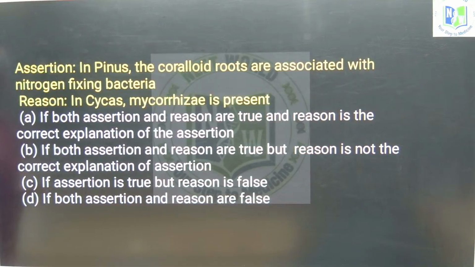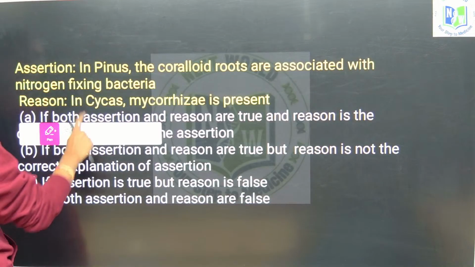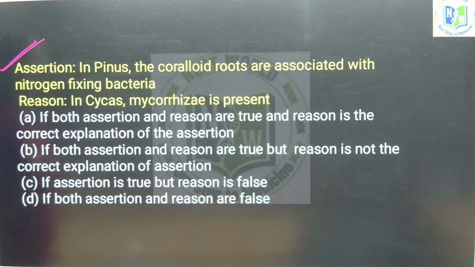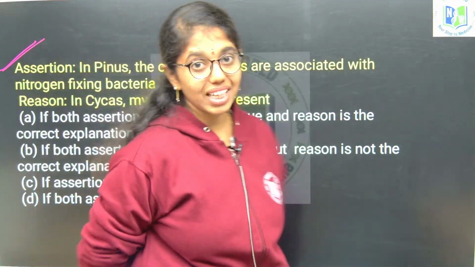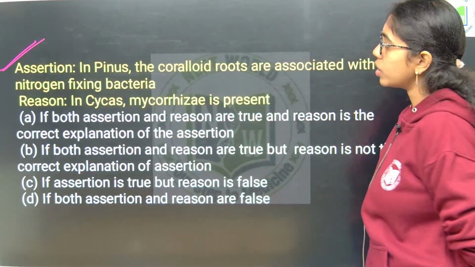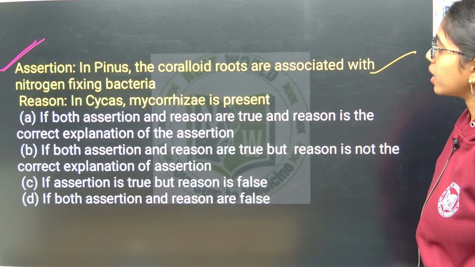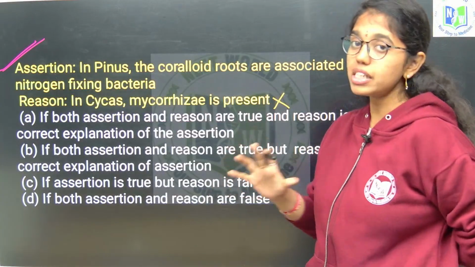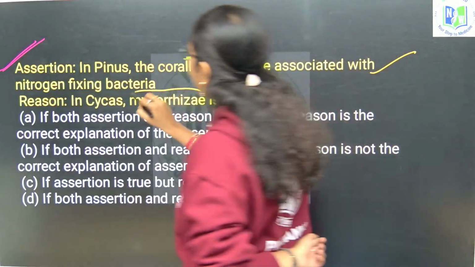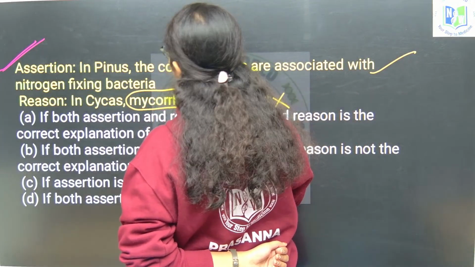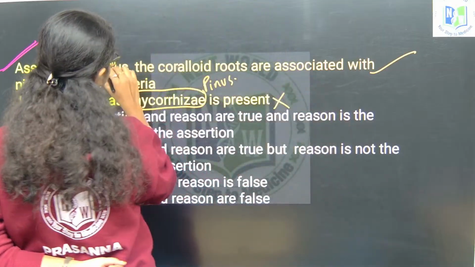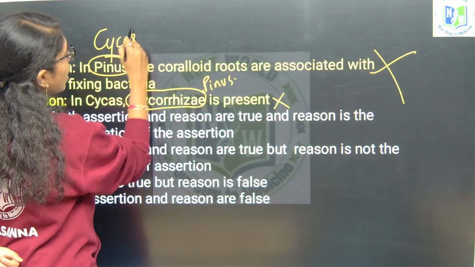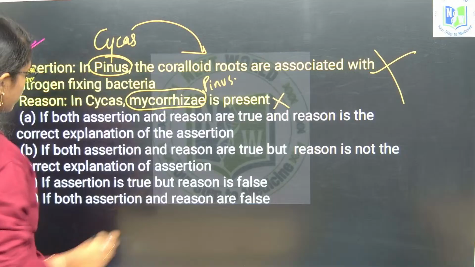Yes. In Pinus, the coralloid roots are associated with nitrogen fixation. In assertion, it is saying, in Pinus, coralloid roots are associated with nitrogen fixation. True. In Pinus, mycorrhiza is present. Wrong. Mycorrhiza are fungal symbiotic association, which is seen in Pinus, not Cycas. Okay. So, here Pinus is not having the coralloid roots, right? Cycas will have coralloid roots. So, assertion is false and reason is also false.